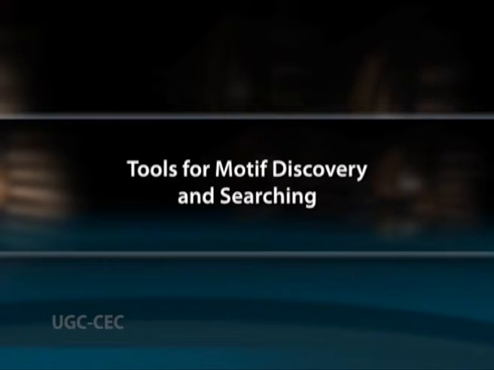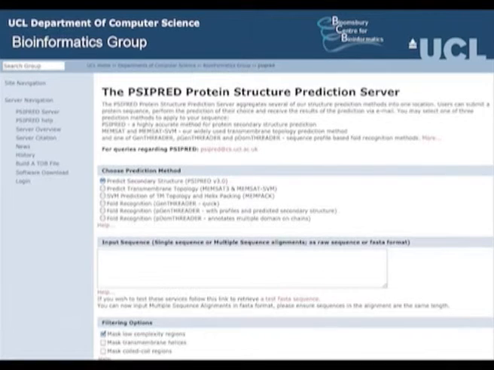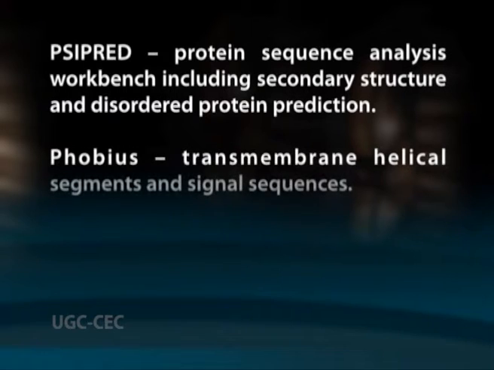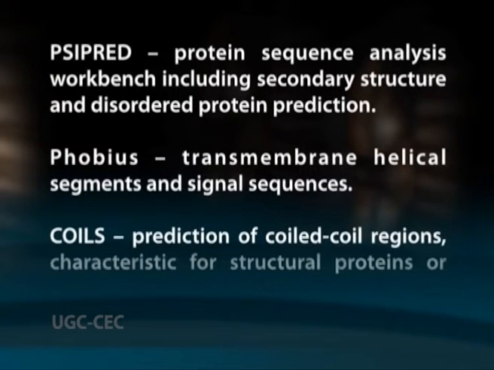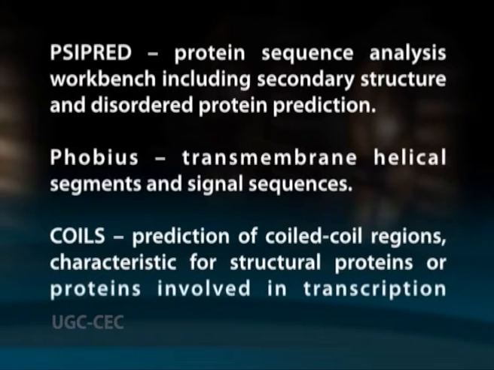Tools for motif discovery and searching. Protein domain prediction. Examples of programs predicting specific domains. CIPRED, protein sequence analysis workbench including secondary structure and disordered protein prediction. Phobius, transmembrane helical segments and signal sequences. Coils, prediction of coiled-coil regions characteristic for structural proteins or proteins involved in transcription regulation.